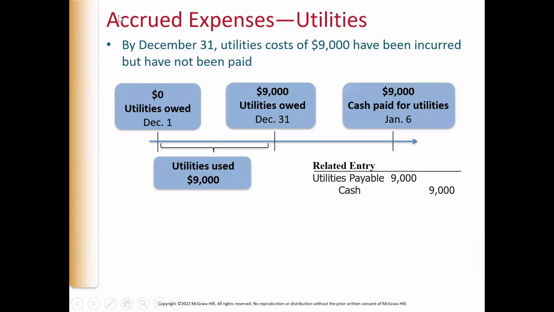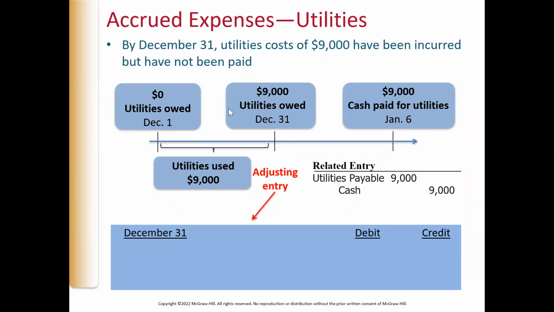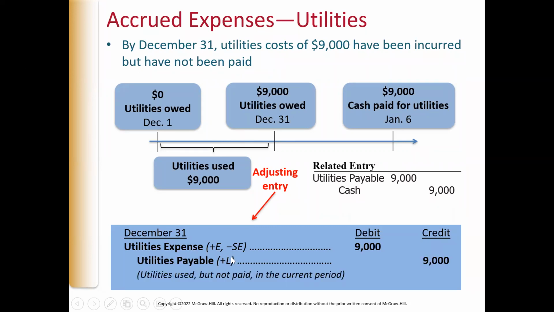Here's another one. By December 31st, utility costs of $9,000 have been incurred but have not been paid. We would debit our utilities expense for $9,000 and we would credit our utilities payable of $9,000, wouldn't we? Right?